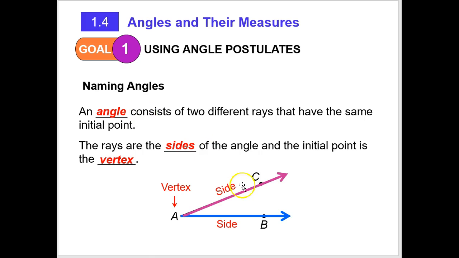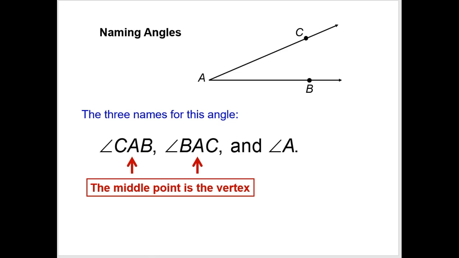Naming angles. So an angle consists of a ray, AC, and another ray, AB. The rays are called sides, and then the middle point is called the vertex. So this angle could be CAB or BAC or just angle A. But this one is not going to be very useful for anything that we're going to be doing, and you'll see why on the next slide. But it is important that the vertex, the middle point, the V part of it, is in the middle. So here it's A and here's A.